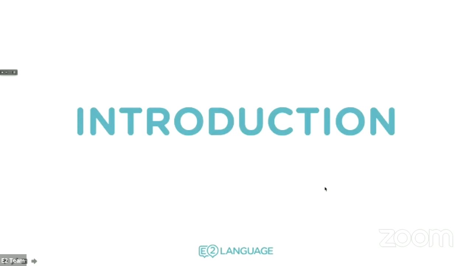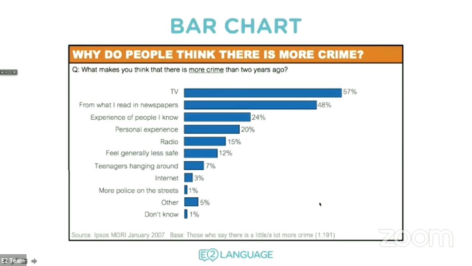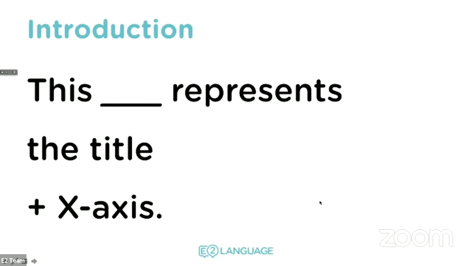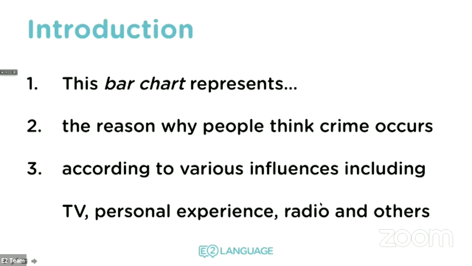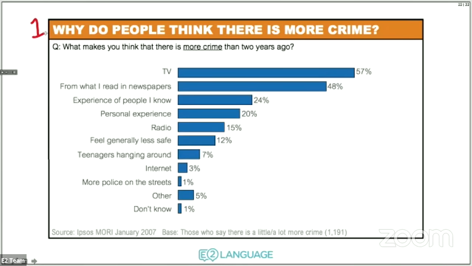Let's think about the introduction, how to introduce this image. This is the one that goes for about 5 seconds. It's a single sentence, maybe 2 sentences, usually 1 sentence. What we want to do when we first look at this is say this bar graph represents the title plus the x-axis. So something like this bar chart represents the reason why people think crime occurs according to various influences, including TV, personal experience, radio, and others. Let me map this out for you. Now, one of the things you'll notice, this is the title, so we want to start here.